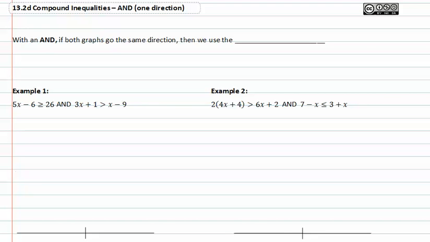When we talk about compound inequalities and we have an AND where both inequalities, when solved, go in one direction, we have to take the smaller graph. The smaller graph just means we have to only look at the interval where there is overlap.